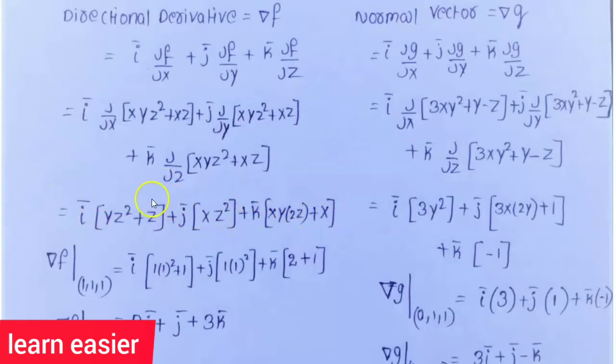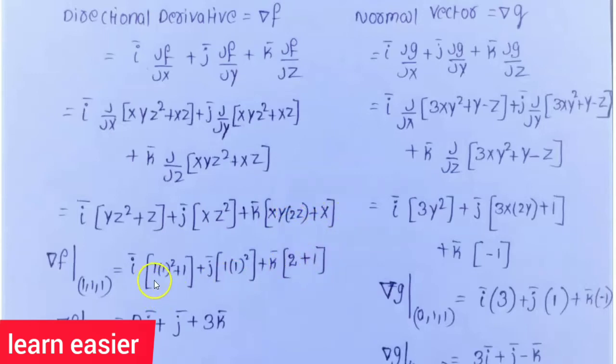Now we have to find del f at the point 1 comma 1 comma 1. After substituting 1 comma 1 comma 1 in this equation, we get 1 into 1 square plus 1, and here 1 into 1 square, and here 1 into 1 into 2 into 1 gives 2, plus 1.